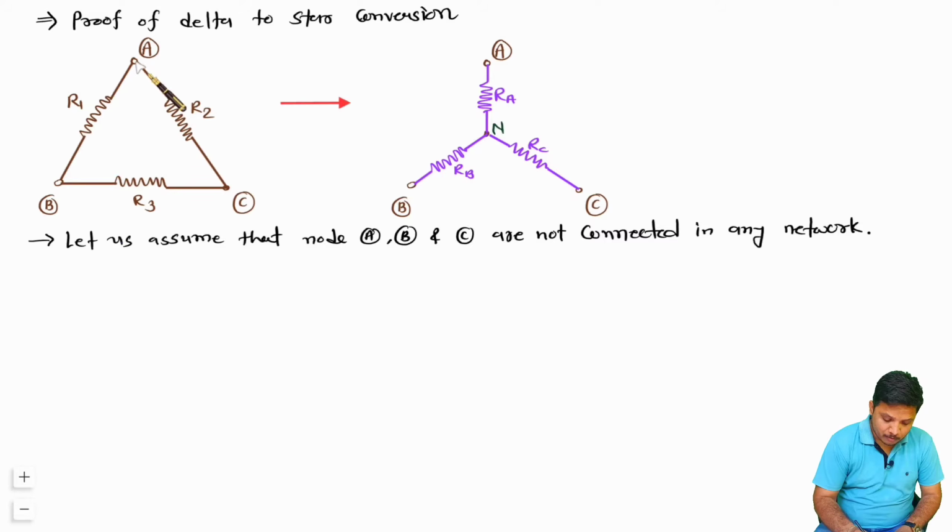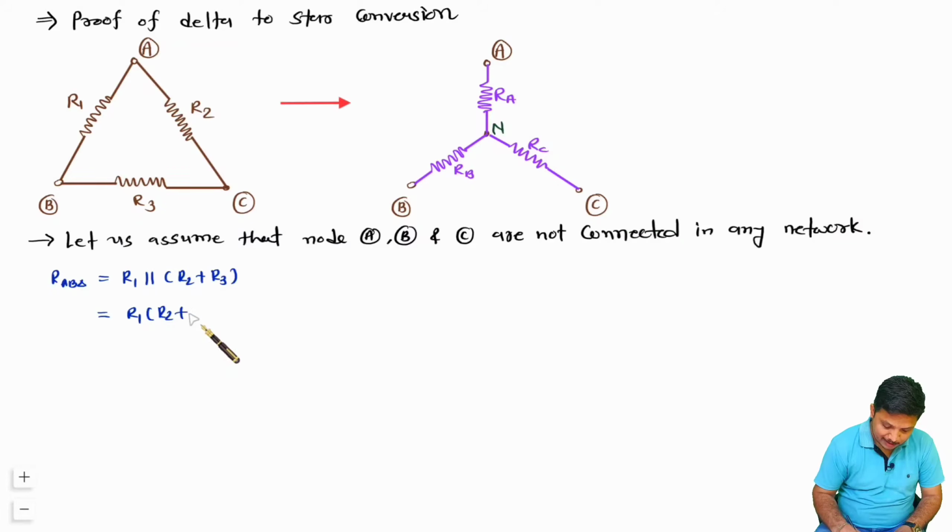Now what I'll be doing is calculating resistance in between node A and node B for this delta network. If you observe, resistance in between node A and node B is the parallel combination of R1 with the series combination of R2 and R3. So RAB in delta is R1 in parallel with the series combination of R2 and R3. So this will be R1 into R2 plus R3 divided by R1 plus R2 plus R3.